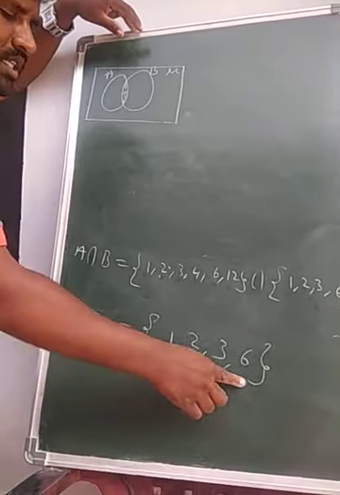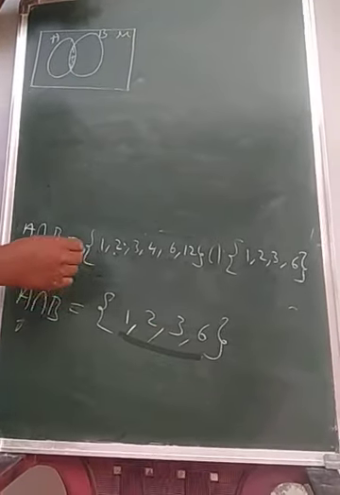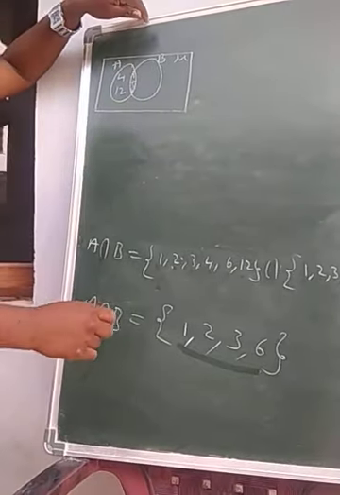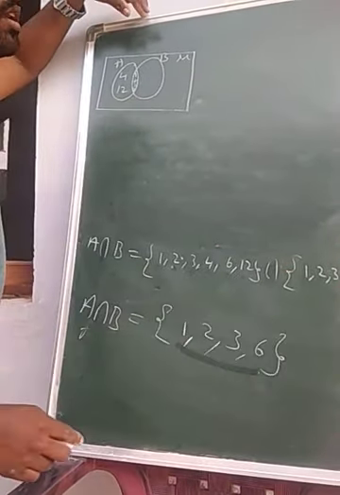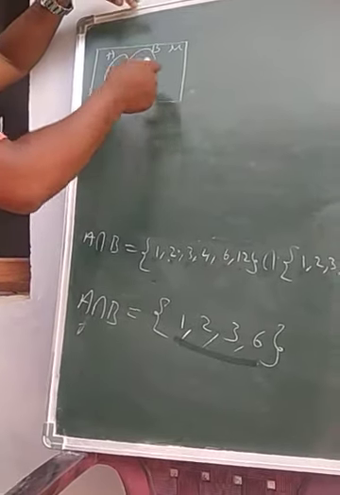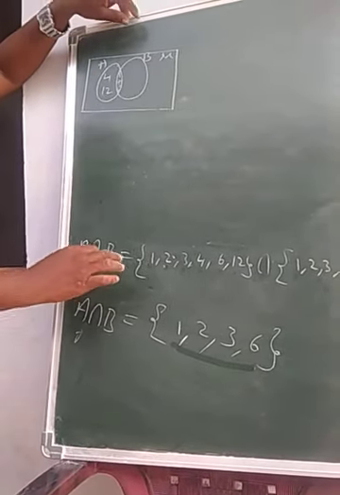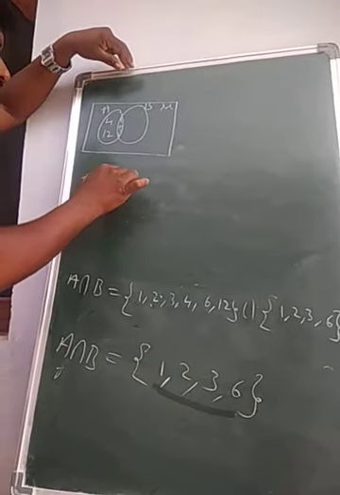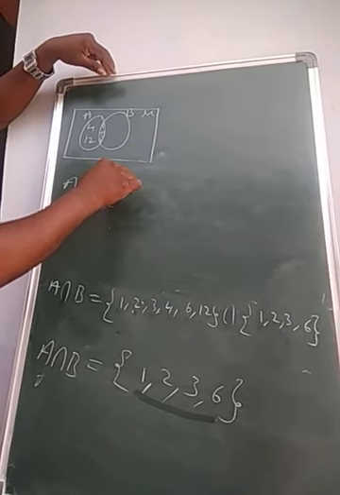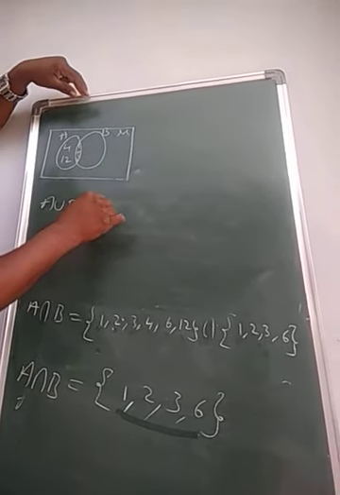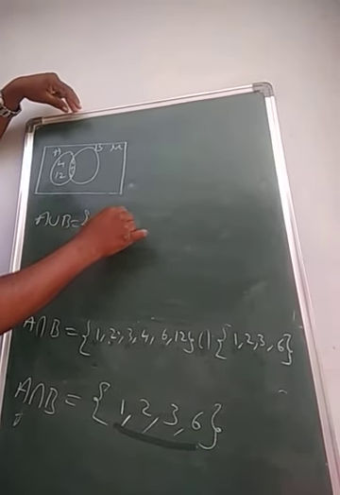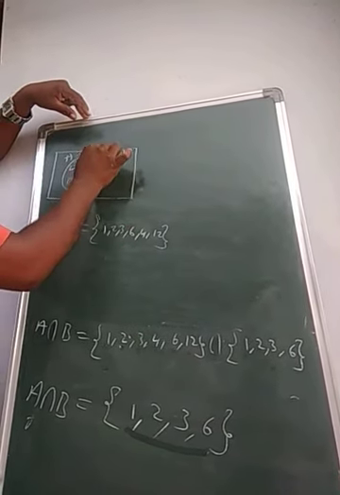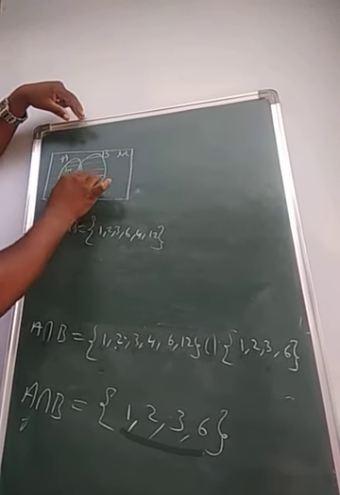Except 1, 2, 3, 6, what are the remaining elements? Those are 4 and 12. Except 1, 2, 3, 6, what are the remaining elements in this? None. So A union B means we can shade 1, 2, 3, 6, 4, 12. We can shade all like this.